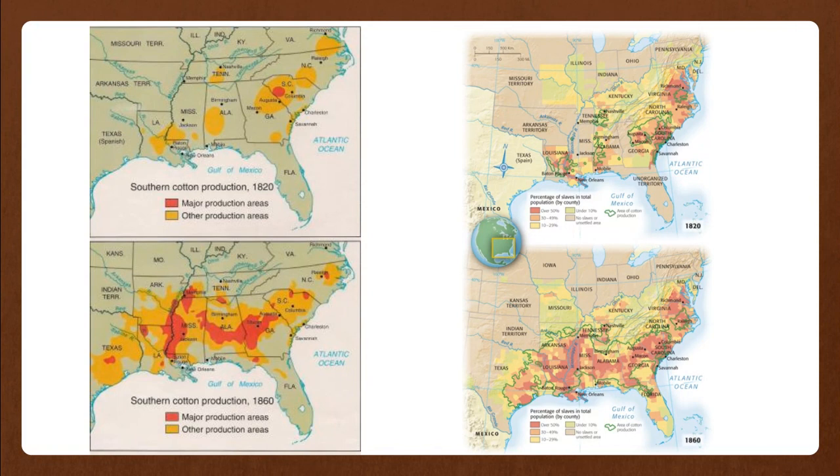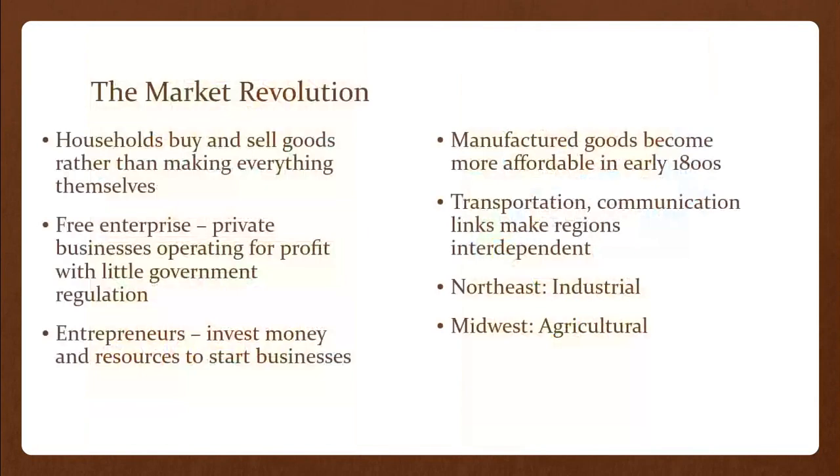The South is going to remain agricultural. The white population is not going to be very diverse because without factory jobs attracting immigration, you're not going to get much from Europe. And of course, you're going to see an ever growing enslaved population in the South.